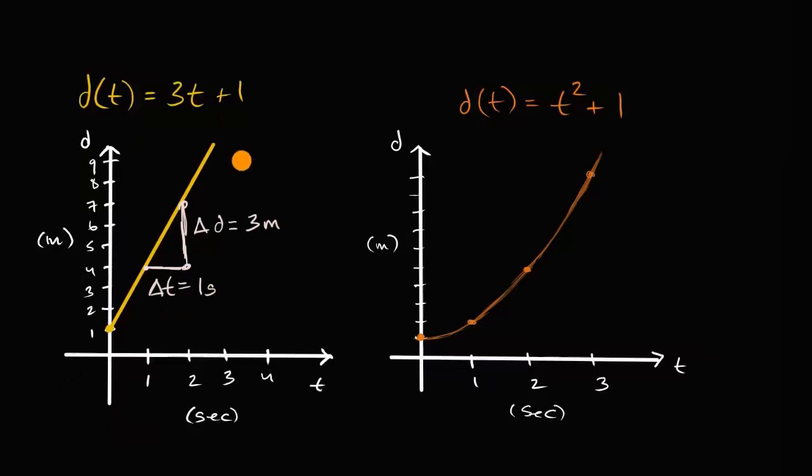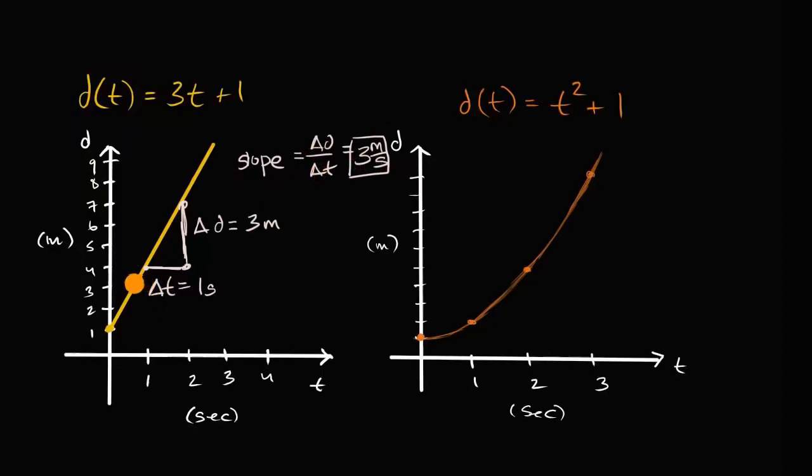Our slope would be our change in vertical divided by our change in horizontal, which would be change in d, delta d, over delta t, which is equal to 3 over 1, or we could just write that as 3 meters per second. You might recognize this as a rate. If you're thinking about your change in distance over change in time, this rate is going to be your speed. This is all a review of what you've seen before.